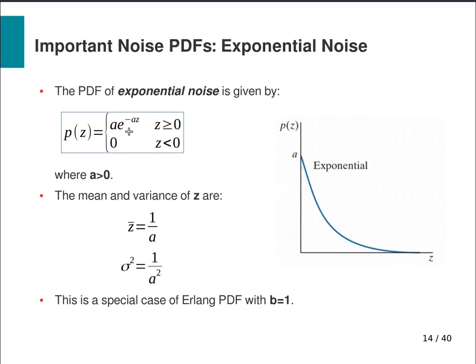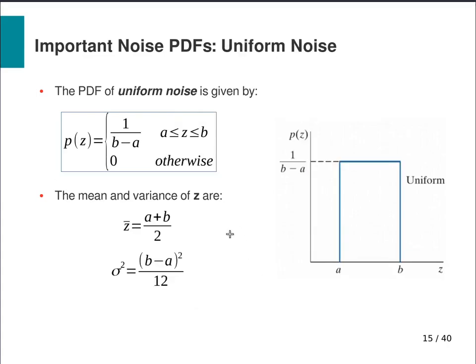And in this equation, the mean and the variance of the variable z are shown using these two equations. The mean is going to be 1 over a, and the variance is 1 over a squared. If you look closely, you realize that this is a special case of the Erlang PDF. The only difference here is that in the Erlang PDF, if you set b to be 1, then it reduces to the exponential noise. The next one is the uniform noise.